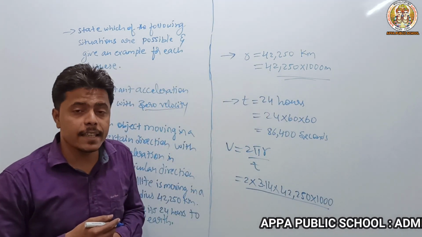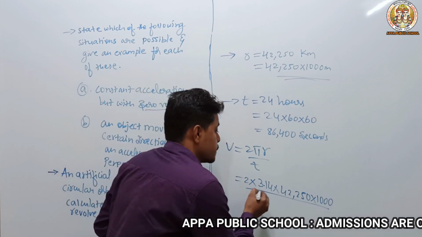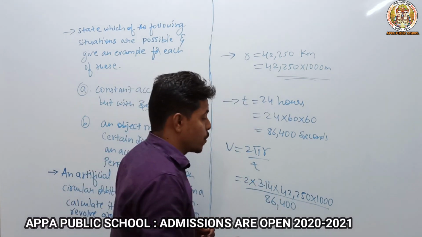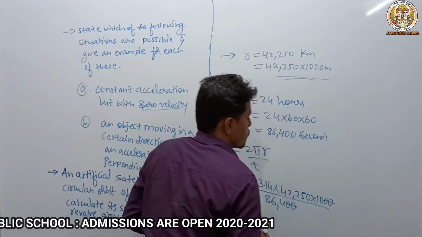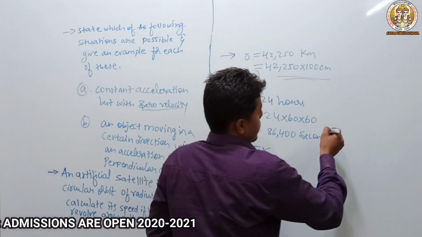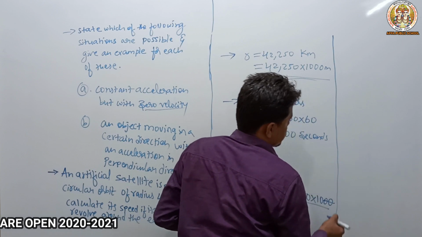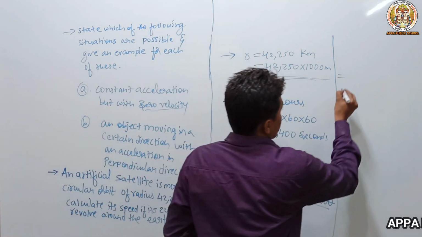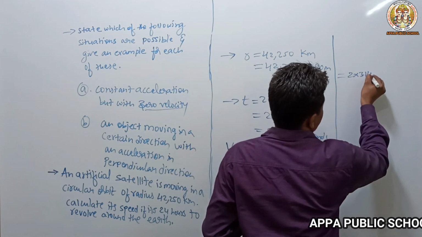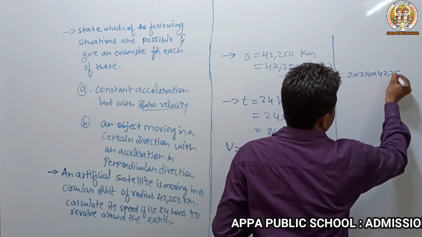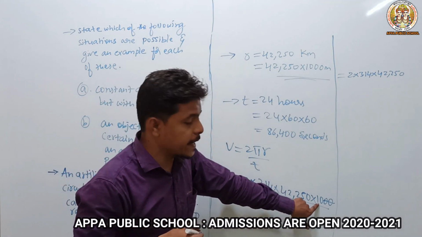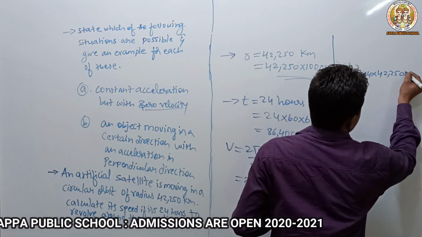Time taken is 86,400 seconds. So you can see we can cancel 2 zeros here. Now we'll continue here. So 2 into 3.14 into 42,250. When you cancel 2 zeros, we have 10 here. Okay, so into 10.